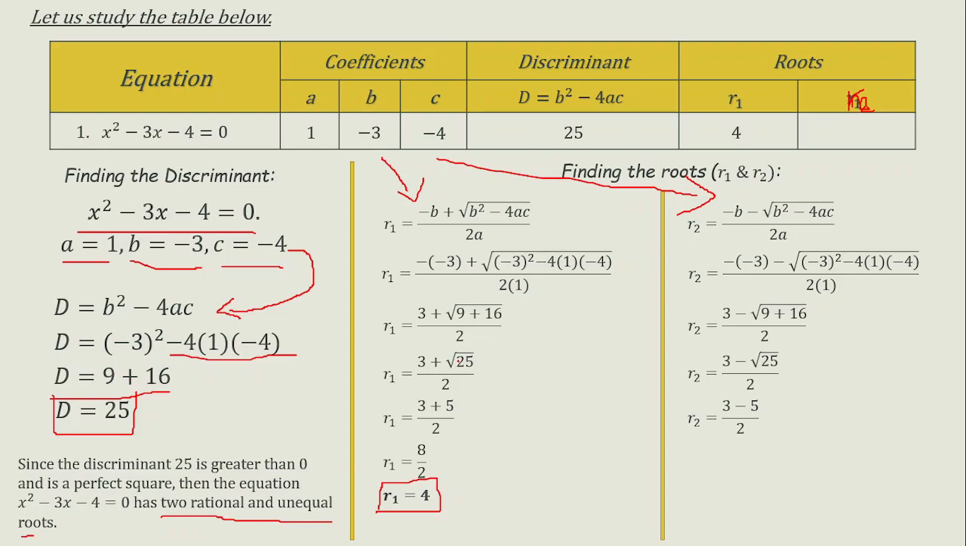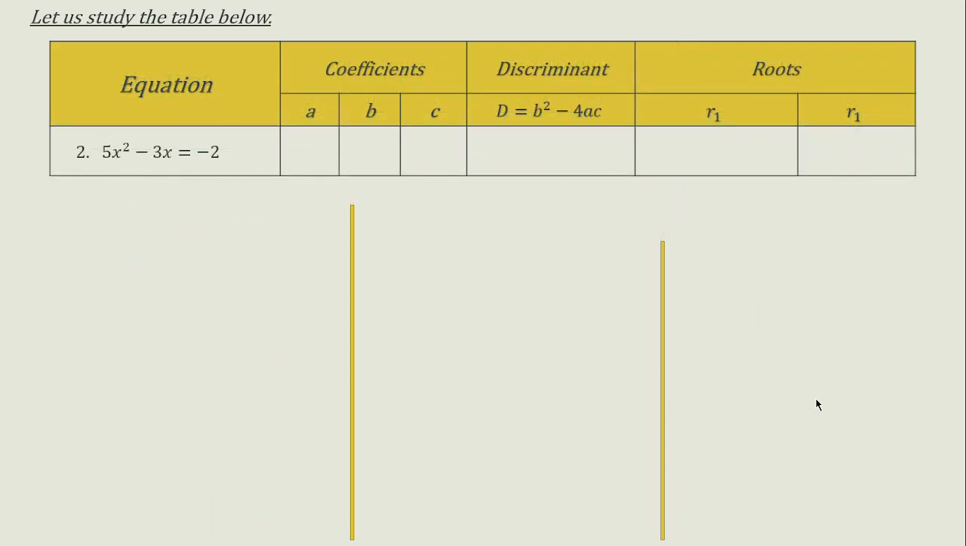So the result here, R2, is equal to 3 minus 5 divided by 2. So 3 minus 5, the answer is negative 2. Negative 2 divided by 2, the answer is R2 is equal to negative 1, or the second root is equal to negative 1. Then write it here on the table.